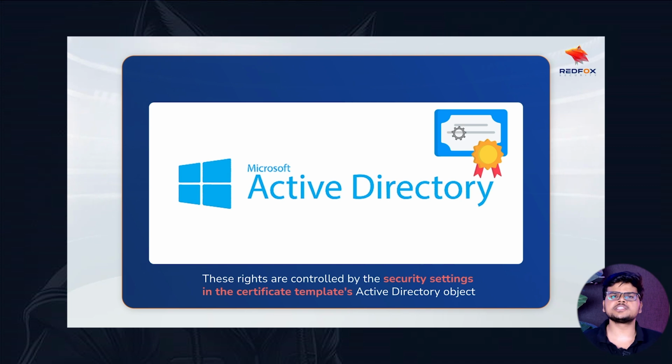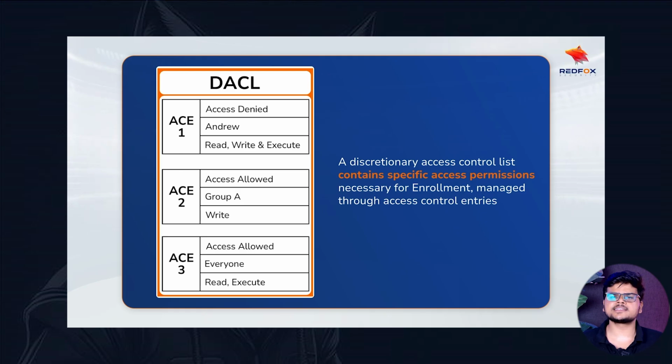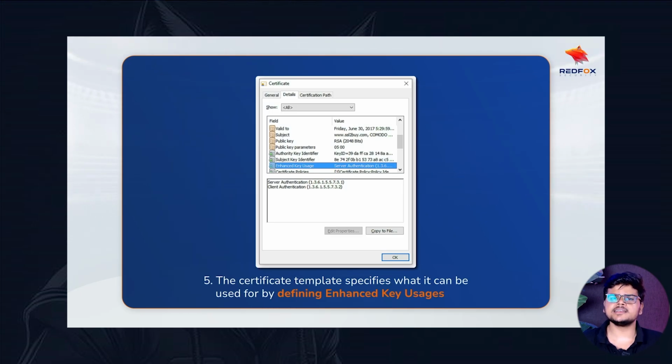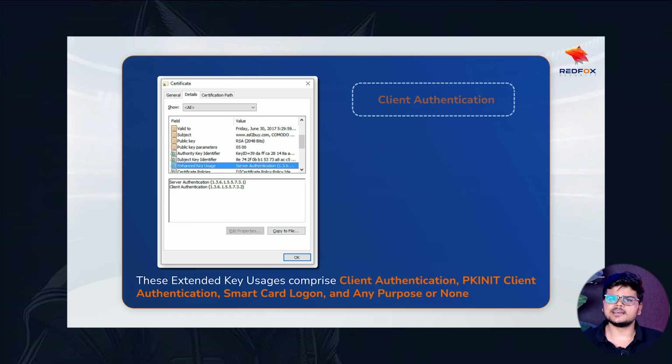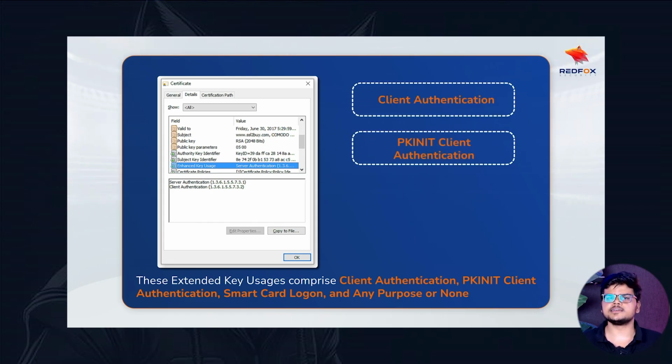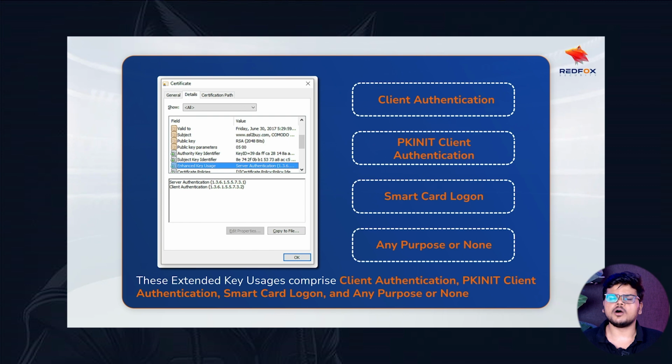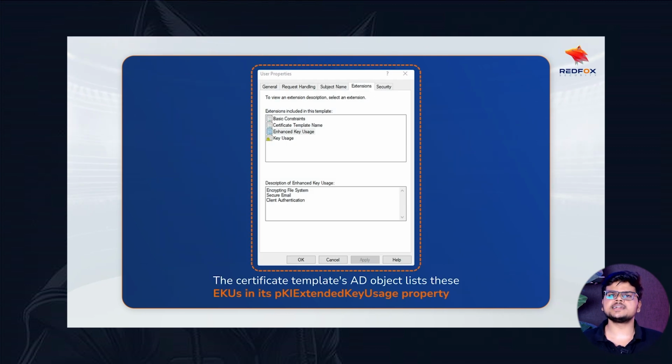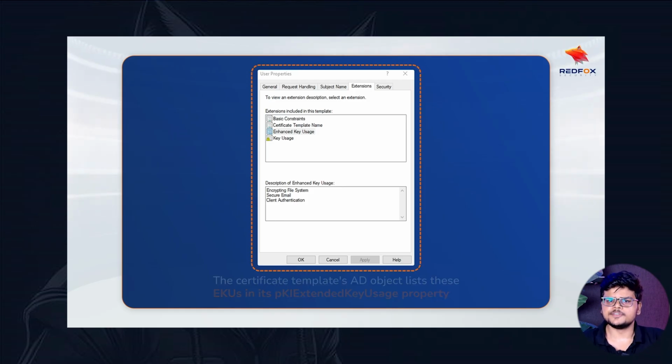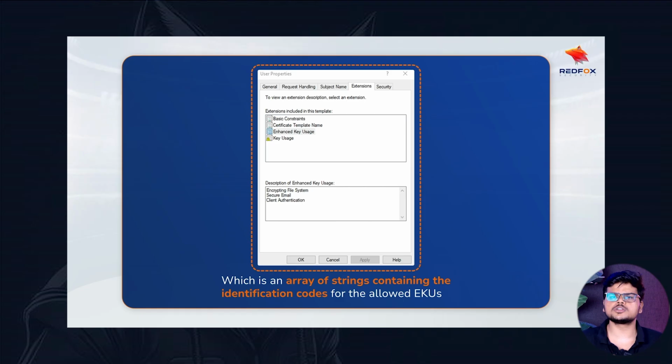These rights are controlled by security settings in the certificate template's Active Directory object. A discretionary access control list contains specific access permission necessary for enrollment managed through access control entries. The next condition is that the certificate template specifies what it can be used for by defining enhanced key uses. These extended key uses comprise client authentication, PKINIT client authentication, smart card logon, and any purpose or none. The certificate template's AD object lists these EKUs in its pKIExtendedKeyUsage property, which is an array of strings containing the identification codes for the allowed EKUs.